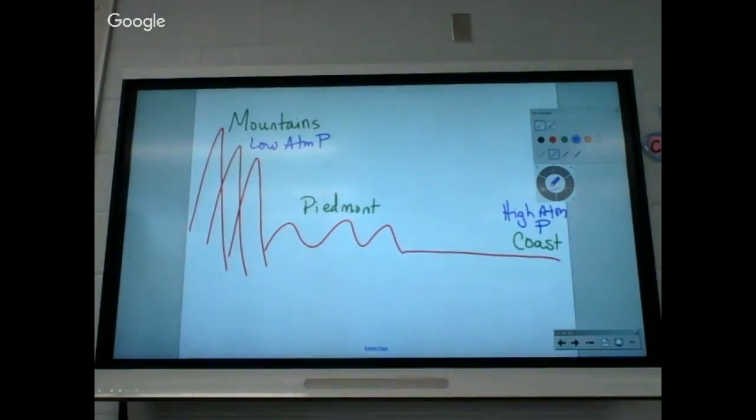Remember, boiling point's all about atmospheric pressure. So, how does that affect boiling point? Let's go slow. It'll be lower in the mountains. What will be lower in the mountains? Pressure. Pressure is lower in the mountains. So the boiling point will be lower, it's going to take longer. Boiling point will be lower where? In the coast. All right.